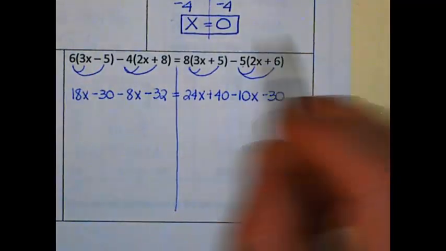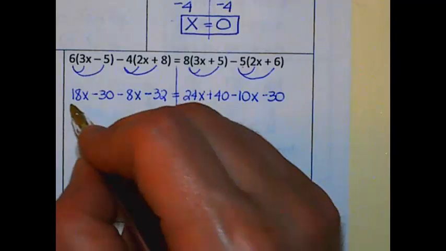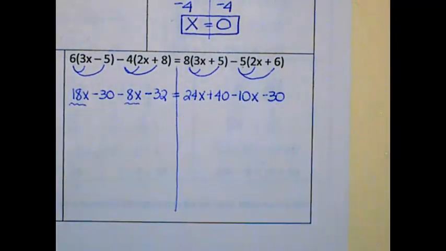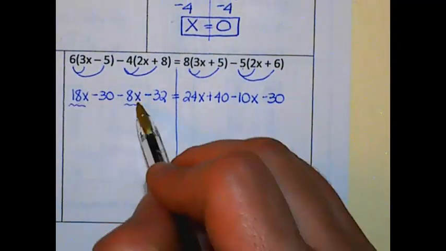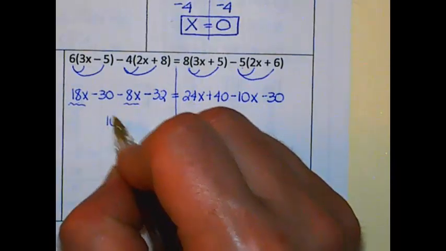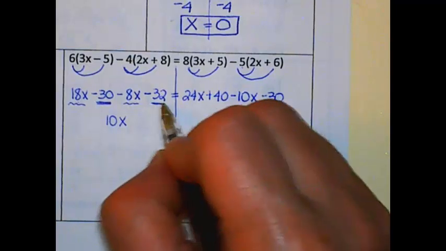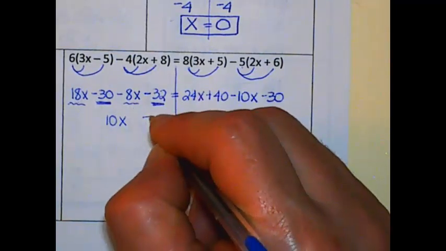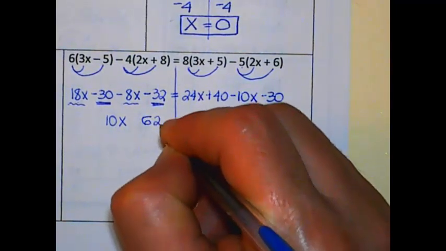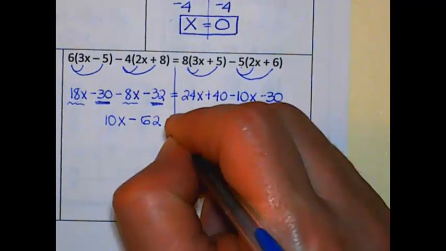Okay? Once you eliminate parentheses, now it's time to combine like terms. So on this side I can combine 18x and 8x. So this would be 10x. And then negative 30, negative 32, signs are the same. You're going to add, you're going to get 62. And it's going to be negative because the sign is of the biggest digit.